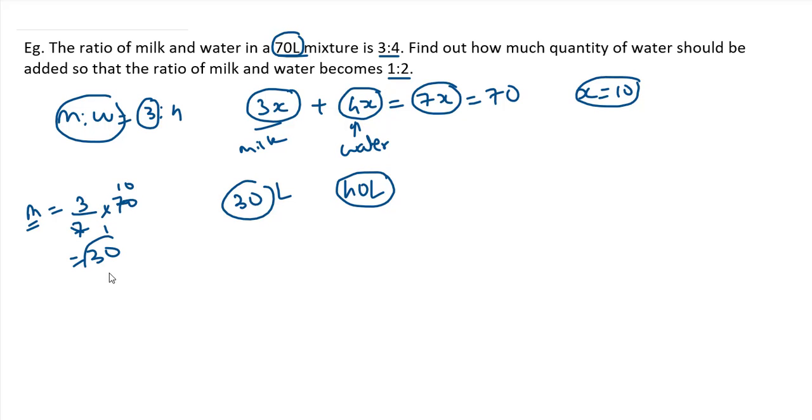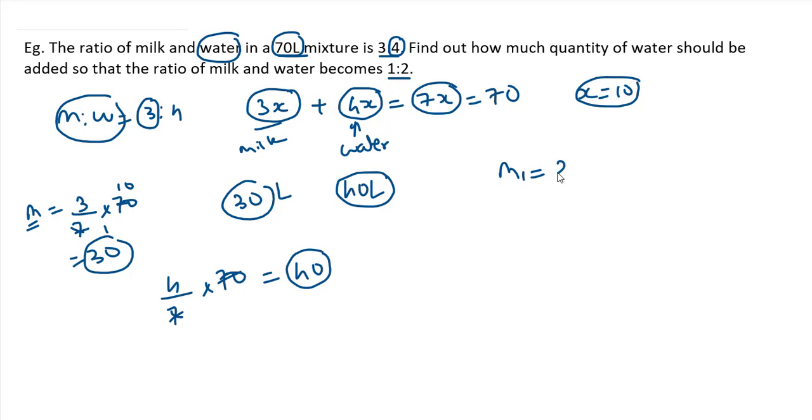This will give us 30 liters. Similarly, if you want to find out what will be the quantity of water, you take the ratio of water, which is 4, divided by the sum of the ratio, which is 3 plus 4, 7, and multiply it with the total quantity, which will be 70. So the quantity of water will come out to be equal to 40. So now initially the quantity of milk, let's say M1, is 30 liters and quantity of water is 40 liters.